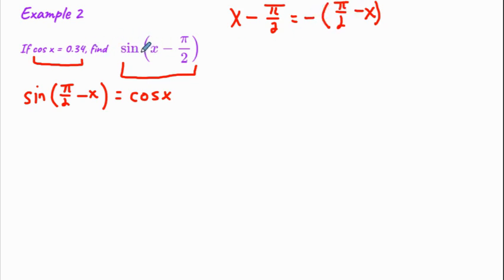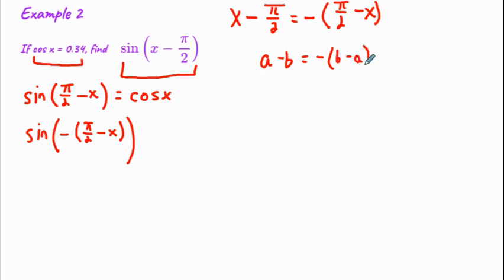So what I'm going to do is I'm going to take this sine of x minus pi over 2, and I'm going to change it to sine of negative pi over 2 minus x. And again, you can do this no matter what the input is. In general, a minus b will equal negative b minus a. And likewise, b minus a will equal negative a minus b. This is one of those tools that you can use to solve problems like these.